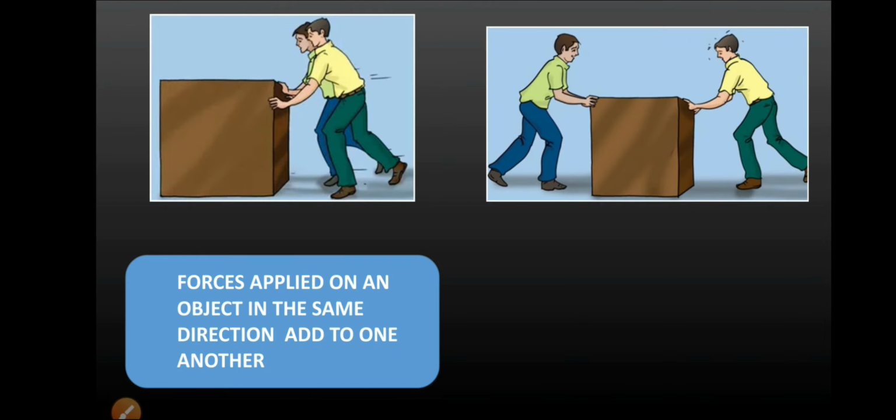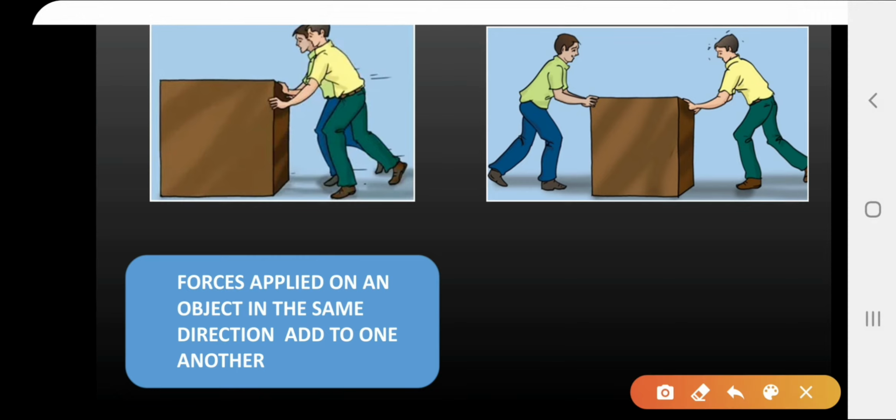Okay, then now push the same box but ask your friend to push it from the opposite side, as seen in this figure. That is, you are applying a force F1 in this direction, and your friend is applying a force F2 to this box in this direction. That is, the two forces are acting in opposite directions. What happens now?